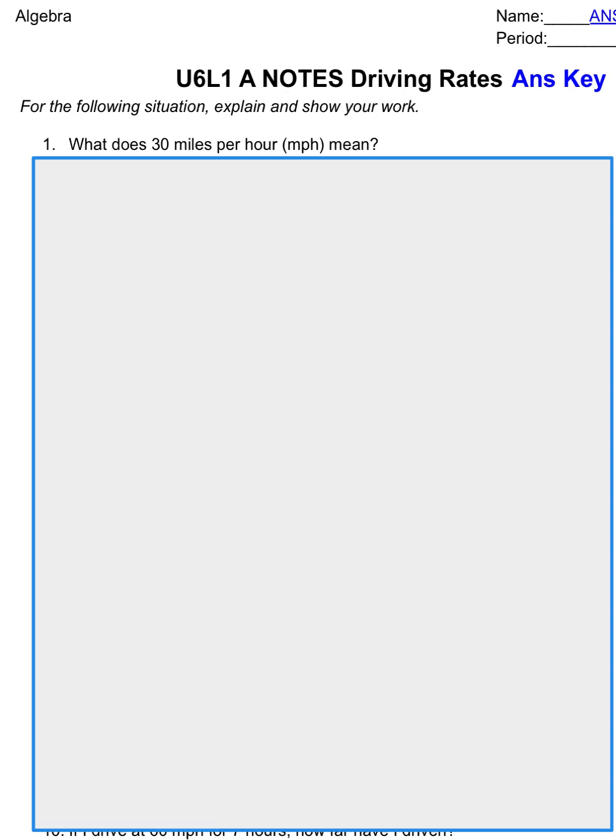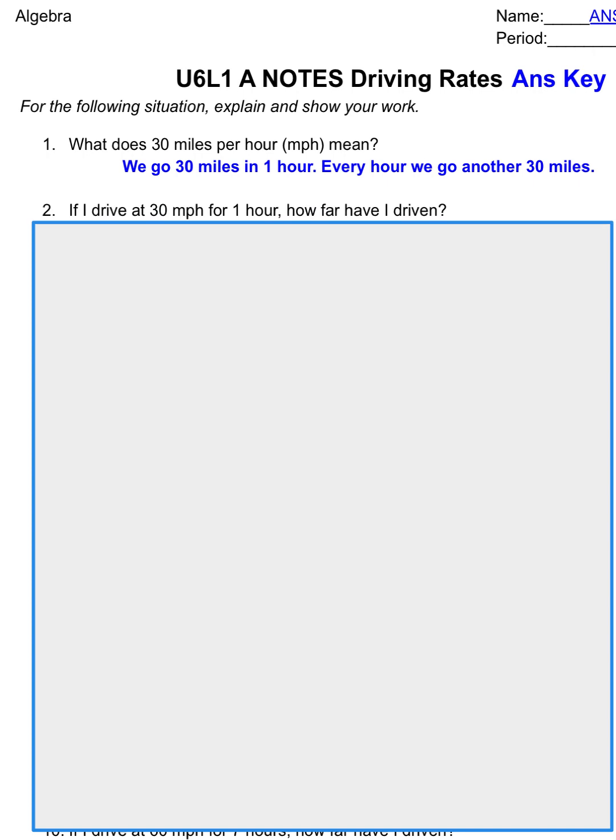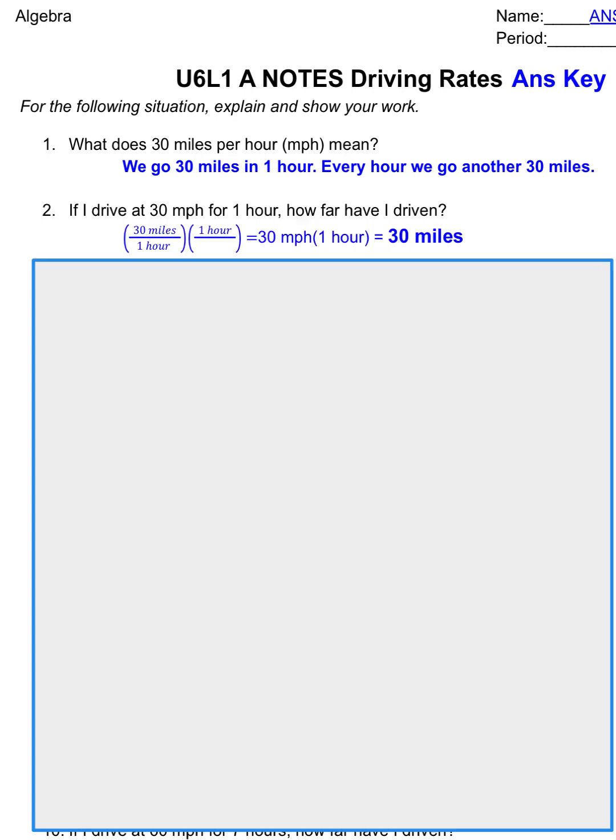So this video, we'll talk about the driving rates, answer key. Number one, what does 30 miles per hour mean? 30 miles per hour literally means we go 30 miles in 1 hour. Every hour we go another 30 miles. 30 miles every hour. So if I drive 30 miles an hour for an hour, how far have I driven?